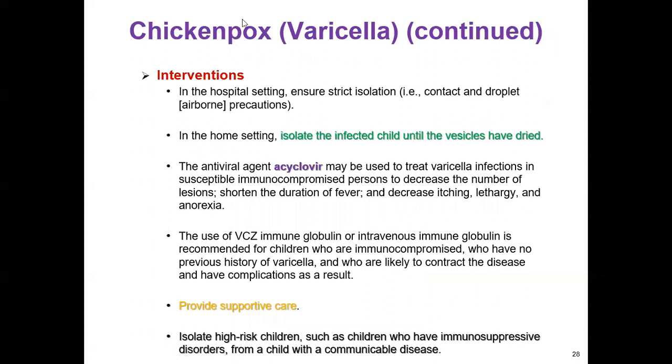So if my baby has chickenpox, it is a communicable disease. What are the interventions? In a hospital setting, make sure of strict isolation, with both contact and droplet precautions. In the home setting, isolate the infected child until the vesicles have dried. Sometimes antiviral medication like acyclovir may be used, and we also provide supportive care. Isolate high-risk children, such as children who have immunosuppressive disorders like leukemia, from a child with a communicable disease.